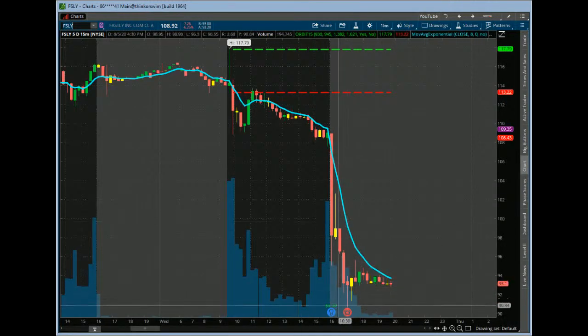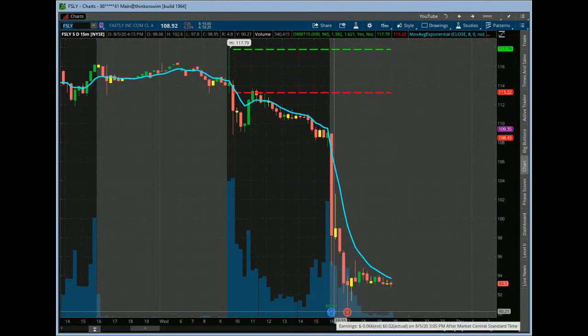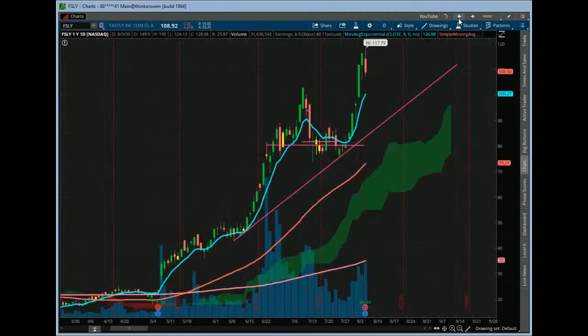Big pullback. They had a beat on earnings and revenue, and then they're down. That's why earnings are such a binary event, right? Just really, really crazy stuff.